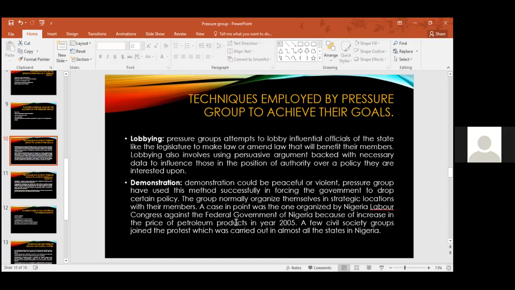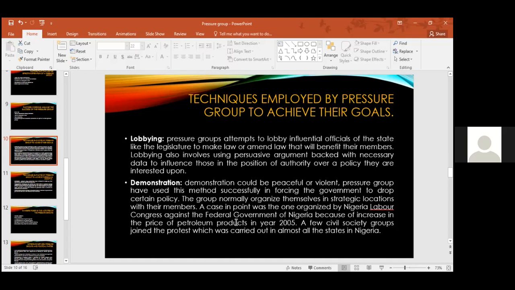So majorly we know the legislature is in charge of law, and we know the executive are the ones that will execute law. So these are the main people that are really lobbied. They try to convince the legislature to help them make certain laws or amend certain laws to their biddings, and they try to convince the executive to approve those laws. So number one technique they use is lobbying. They try to talk to people to ensure that they're able to achieve their goals through the laws they make. Then number two, we have demonstration.